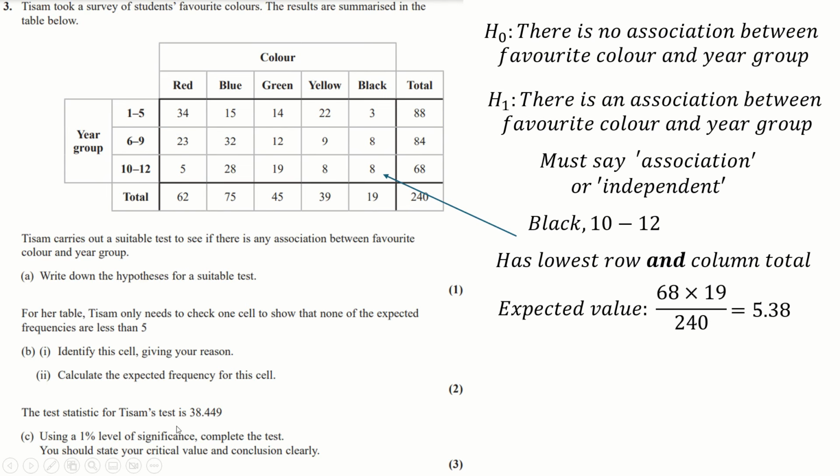And now, if we're doing an actual test, though, they've done the test for us, which is nice. But we do still need to know the degrees of freedom, which is just the number of rows times the number of columns. Take away 1 from each and times them together. So 3 take away 1 times 5 take away 1 is going to be 8.